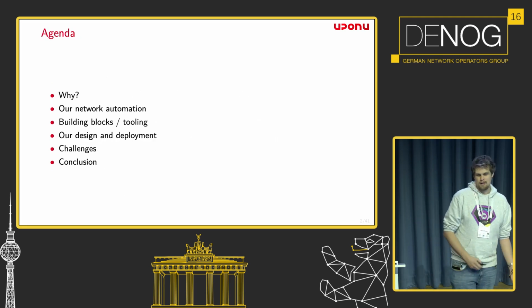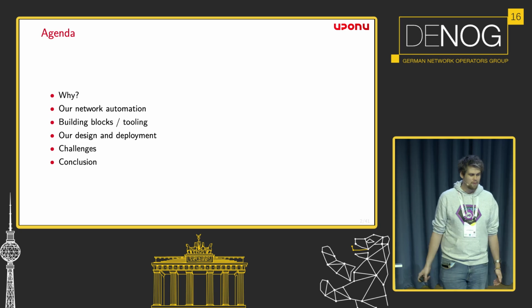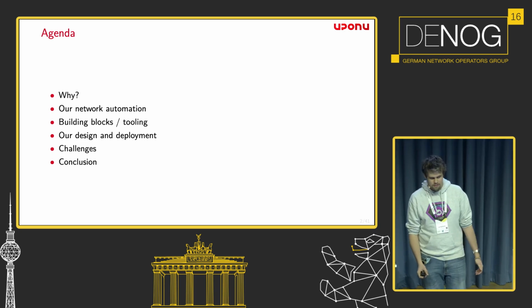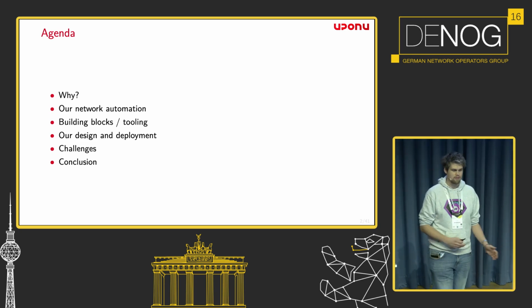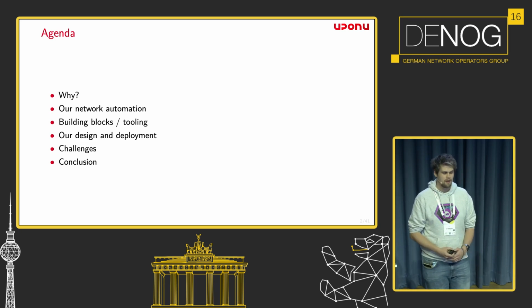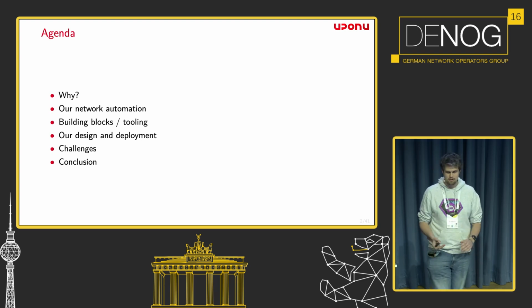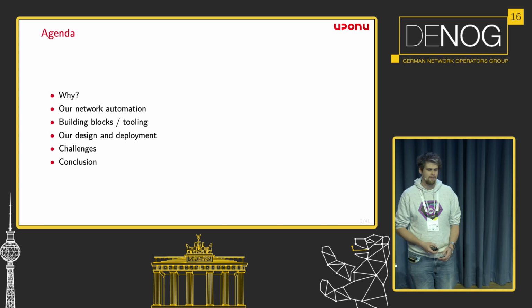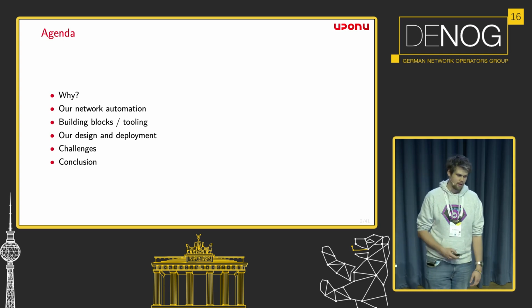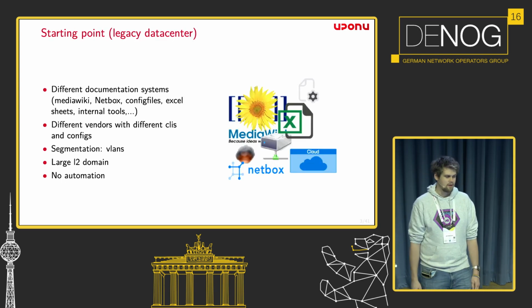So a little bit about what I'm doing today. I'll show you why we are doing this automation, and then I'll show a little bit how we built it, what the building blocks and tooling are that we use, what our final design and deployment strategy is, and what some challenges in there were. Then I have a short conclusion on what went good and what not.